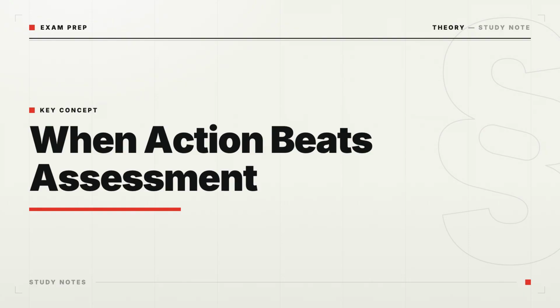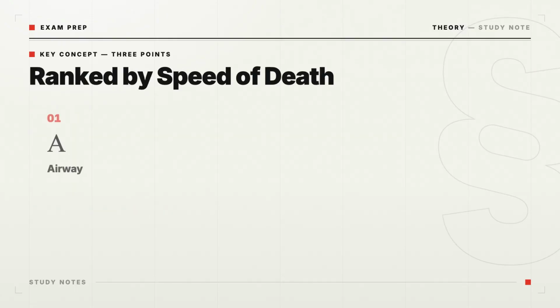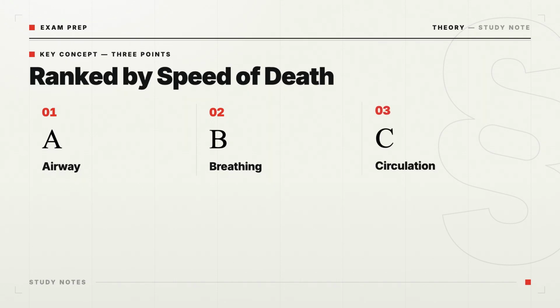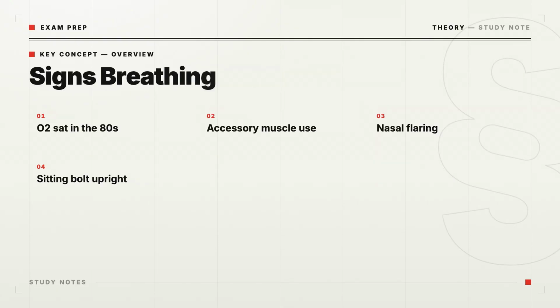Nursing students learn to assess before they intervene, but when a patient's airway or breathing is failing, that rule has a hard limit, and the nurse must act immediately. The logic lives in A, B, C, airway, breathing, and circulation, ranked by how fast their failure kills. A blocked airway kills in minutes, and inadequate breathing starves the brain and heart of oxygen almost as fast, so it cannot wait for a full exam.